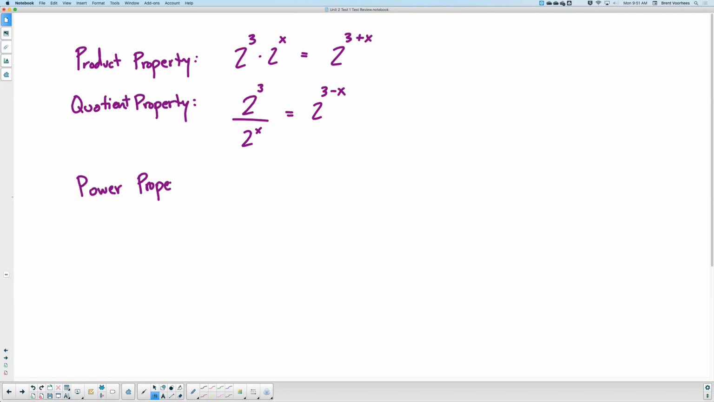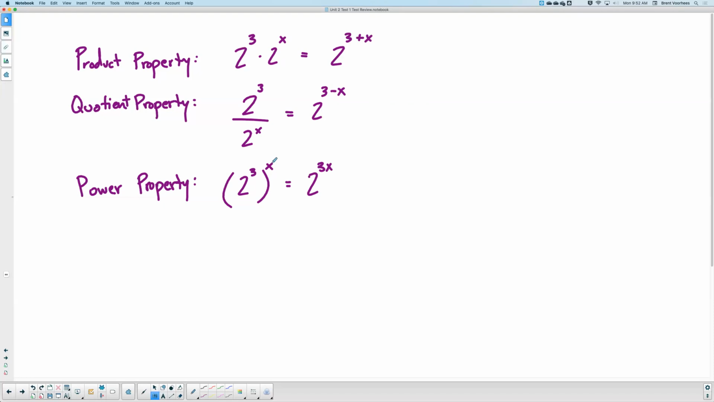And what does the power property look like? It's a power raised to another power. So let's say it's 2 cubed raised to the power of x. And mathematically, why does this make sense? Well, first, let me give you the answer. What do you do with those two? You multiply them. 3 times x, 3x.